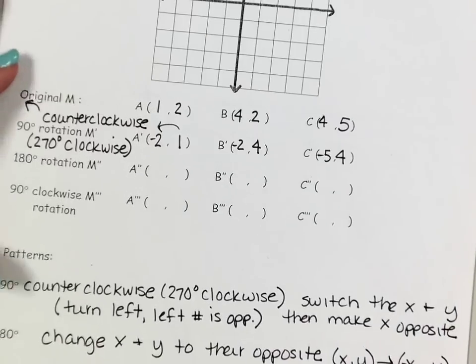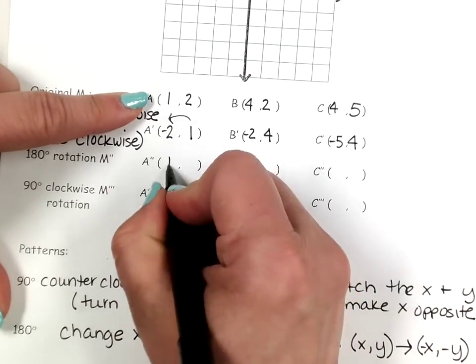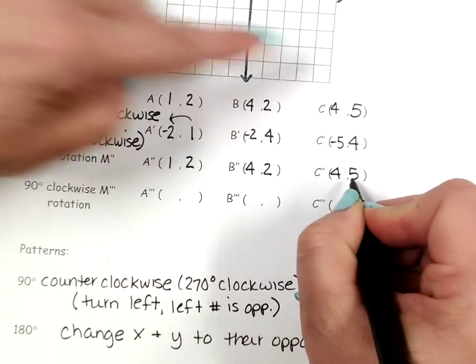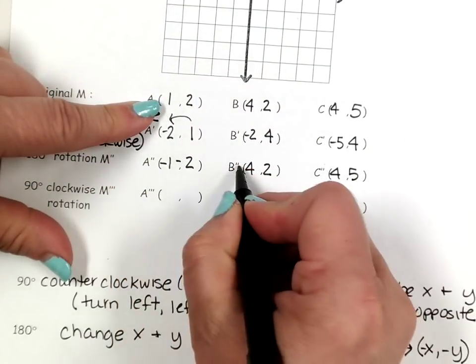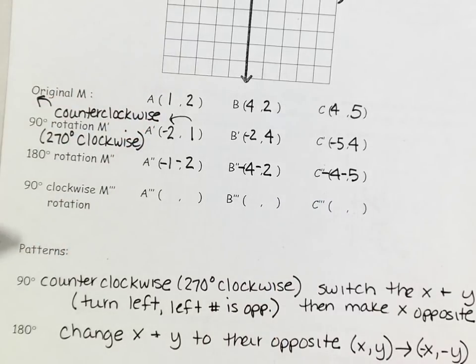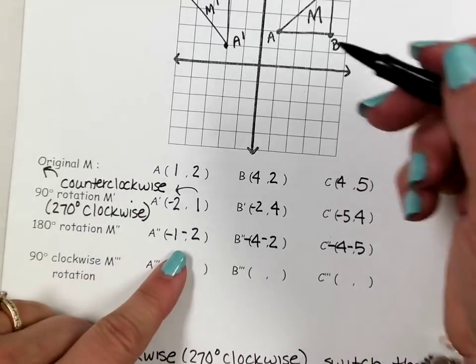So let's do that. From the original, they're going to stay in the exact same order, 1, 2, 4, 2, and 4, 5, but they're all going to be opposites. So I'm going to make them all opposites. Then we'll graph it and see if it looks like it did 2 clicks. And it doesn't matter if it's right or left, it'll end up in the same position, as you'll see.